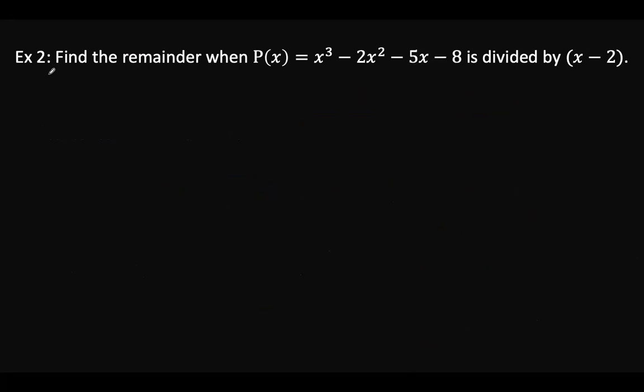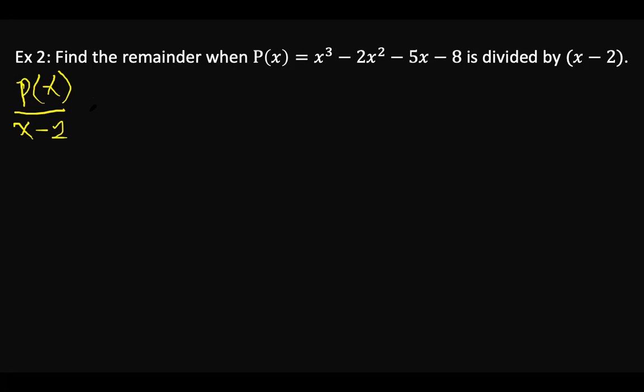Kung gusto nyo mag-solve, pwede rin. Just pause the video and try to solve this problem. And once you're done, you can play it again for you to check whether your answer is the same as my answer. Okay? So, sabi dito, find the remainder when p of x is equal to x cubed minus 2x squared minus 5x minus 8 is divided by x minus 2. So, ang p of x natin ay binigay at i-divide natin to by x minus 2.